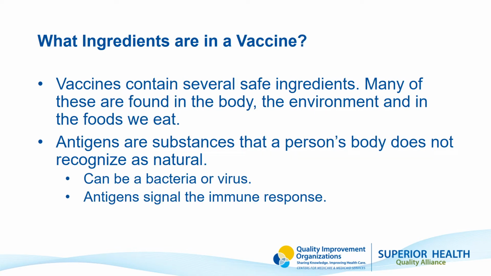What ingredients are in a vaccine? Vaccines contain several safe components or ingredients. Many of these can be found in the body, the environment, and even in the food we eat. Vaccines also contain antigens that a person's body does not recognize as natural. We might think of those as being a foreign substance.